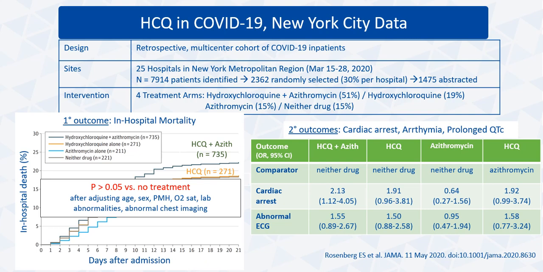The secondary outcomes of the study were cardiac arrest, arrhythmia, and prolonged QTc interval. On this table, on the right-hand side, you can see the different therapies listed across the top and the comparator below. Each of the treatments was compared to no treatment, and then hydroxychloroquine was compared to azithromycin. In terms of cardiac arrest, there was an increased rate in patients who received regimens that included hydroxychloroquine, and this was statistically significant in the patients who received the combination of hydroxychloroquine and azithromycin versus patients who received neither drug.